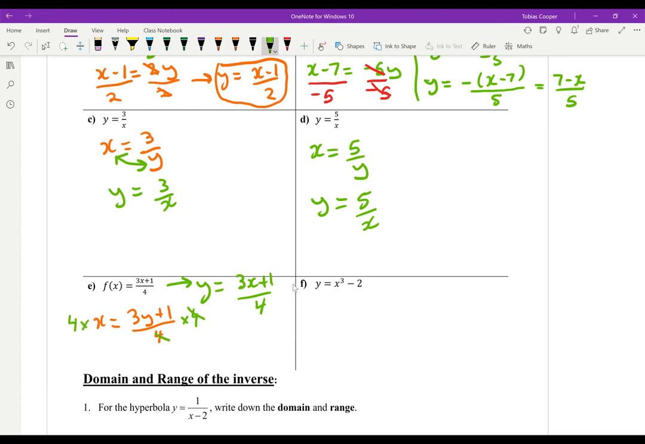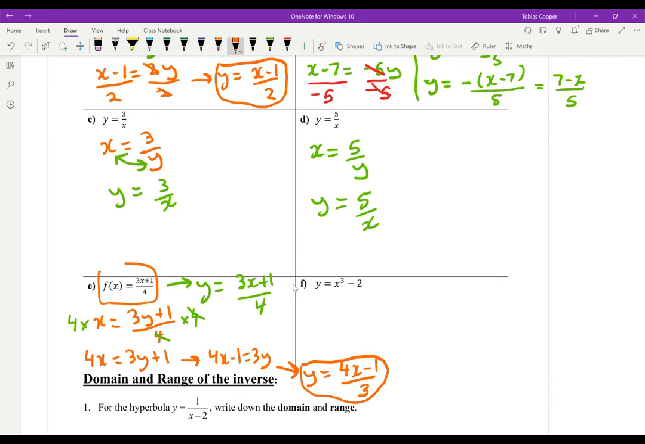4s will cancel. That leaves you with 4x equals 3y plus 1. Now I probably don't have much room here to work this out, so we'll try and do this economically for space. The next step is 4x minus 1 equals 3y. And then last of all, you're going to get y is equal to (4x minus 1) on 3. Okay, so this is the inverse relation of this function here.